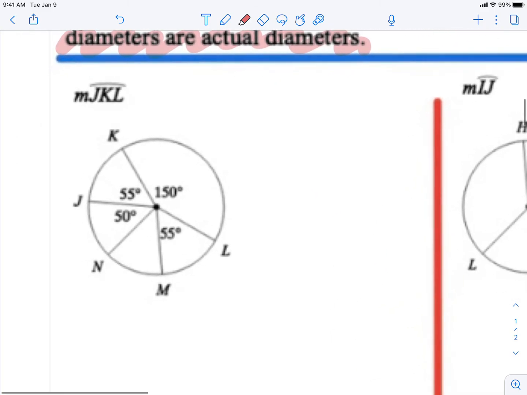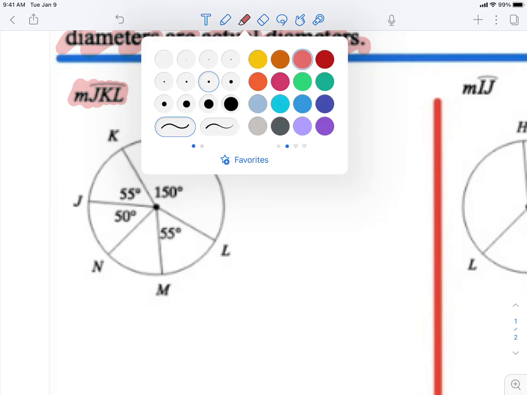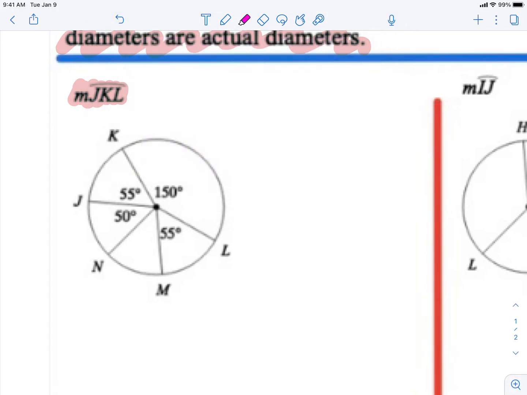All right, let's take a look here. This says find arc JKL. Arc JKL. So let us, kiddos, find arc JKL.